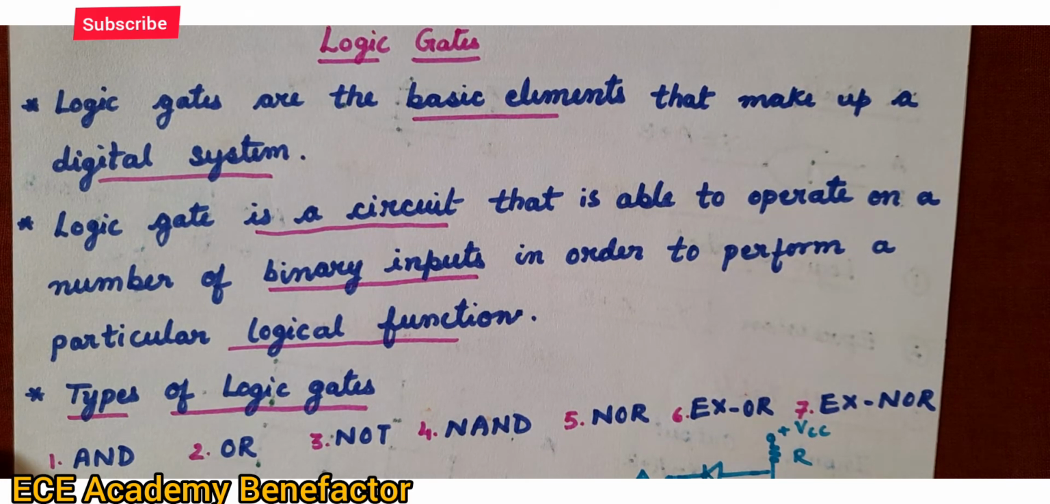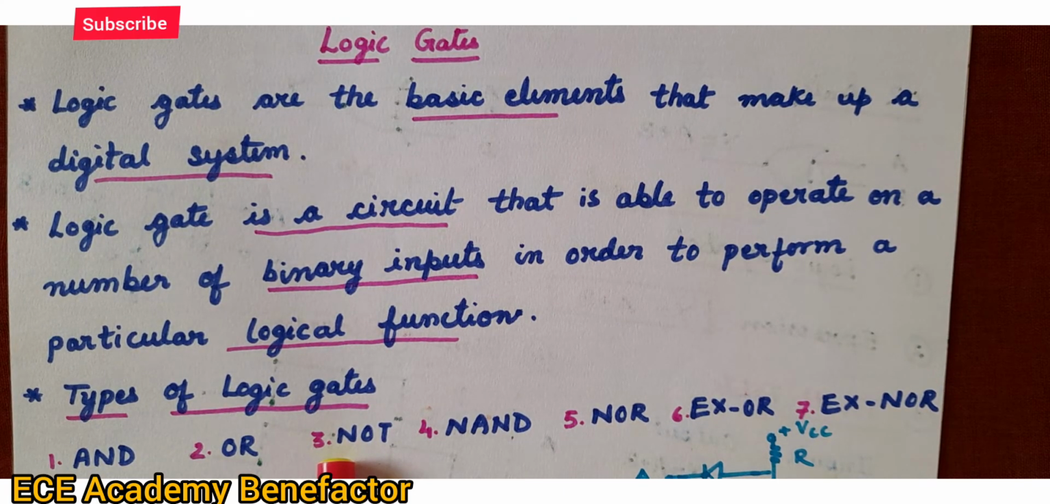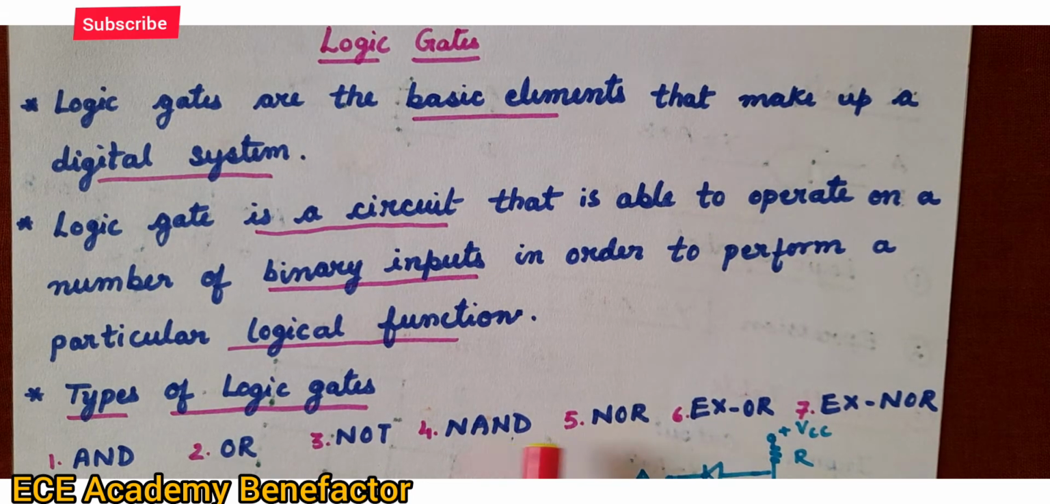Coming to types of logic gates, they are AND gate, OR gate, NOT gate, NAND gate, NOR gate, XOR gate and XNOR gate. So these are 7 different types of logic gates. Among these, AND, OR and NOT gates are known as basic gates. NAND and NOR are known as universal gates. So there are 3 basic gates, AND, OR and NOT.